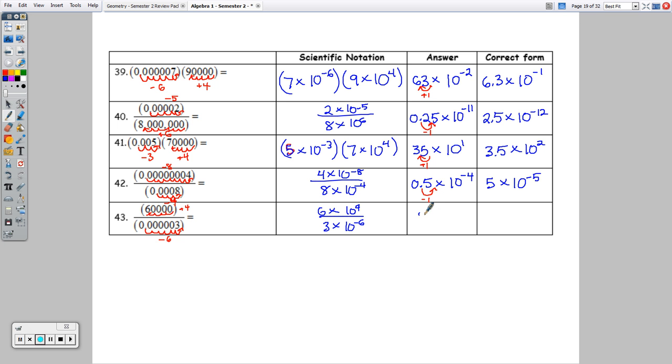Divide these. You got 2, and then 4 minus negative 6 is the same as 4 plus 6. So you have 2 times 10 to the 10th. That's already in the correct form. This number is between 1 and 10, so you can just rewrite that there.